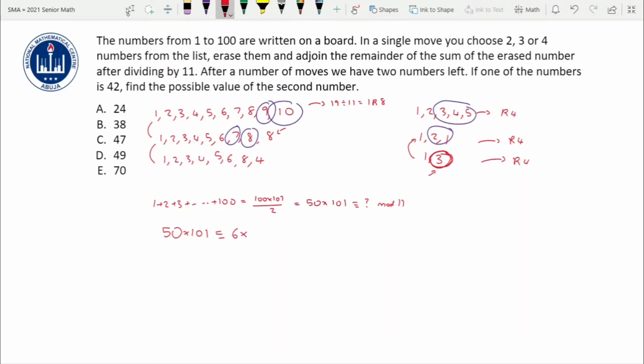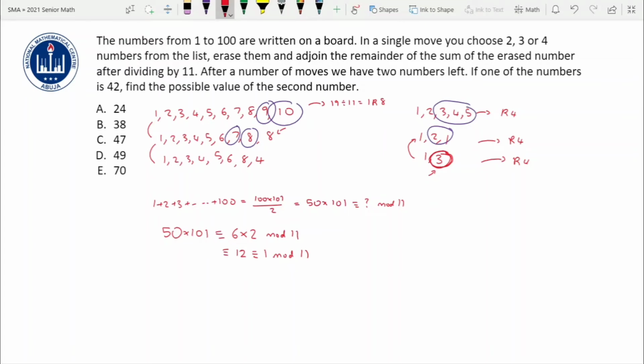And then 101 in mod 11 is 2, since 101 is 99 plus 2. So this is equivalent to 6 times 2, mod 11. And so 50 times 101 is equivalent to 12, which is equivalent to 1, mod 11. So what this means is that if you add the numbers from 1 to 100 and divide by 11, the remainder will be 1.